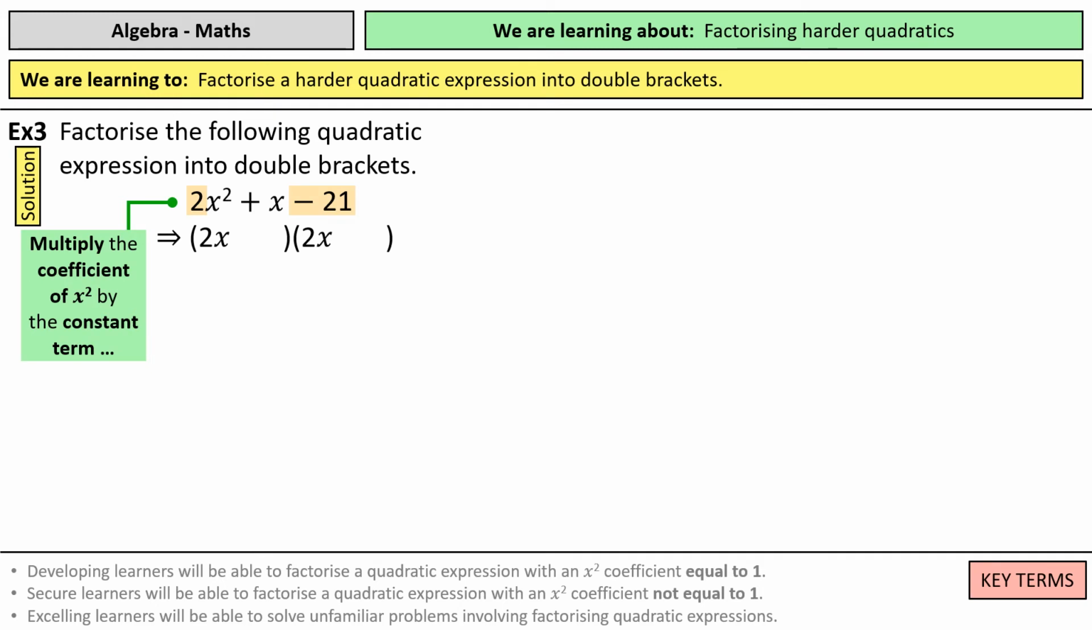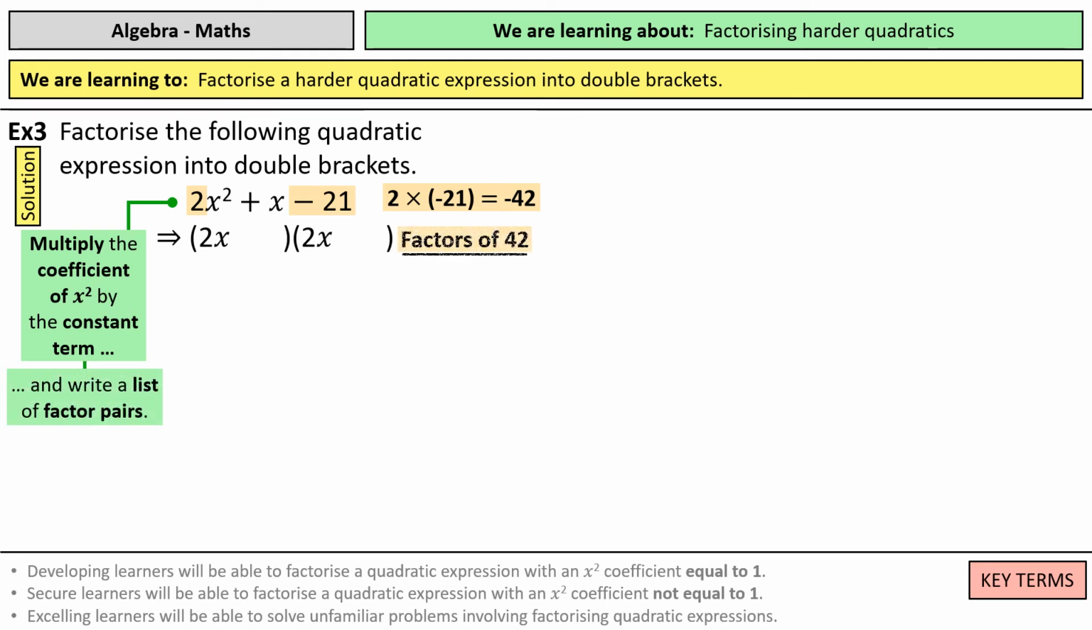The end number is minus 21, but that needs changing because there's a coefficient of x squared, so we've got to do 2 times minus 21. So effectively, we're thinking of our end number as minus 42 in this case. What factor pairs will multiply to give 42? 1 times 42, 2 times 21, 3 times 14, or 6 times 7. We'll worry about the fact it's minus 42 in a second.